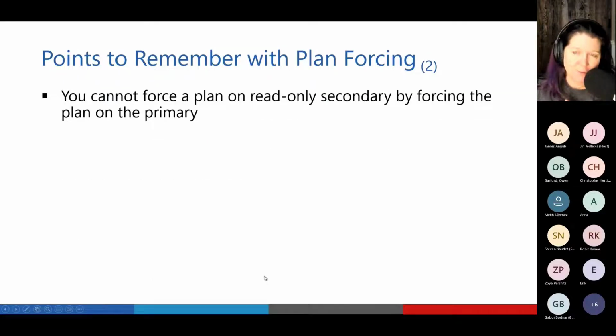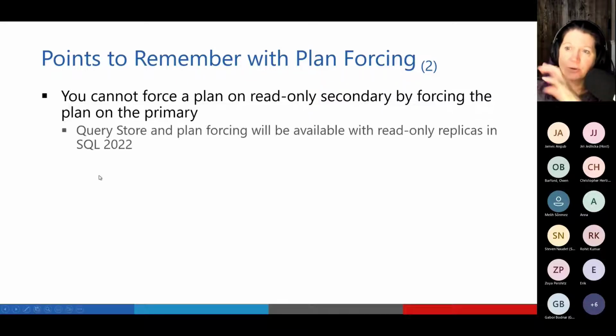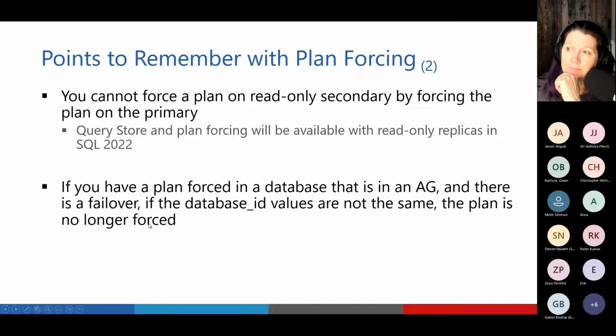Up until SQL Server 2022, you could not force a plan on a replica by forcing it on the primary. So there is plan forcing on replicas available with SQL Server 2022. This is a very tricky one for any of you that have availability groups.